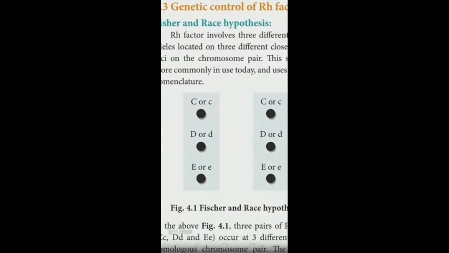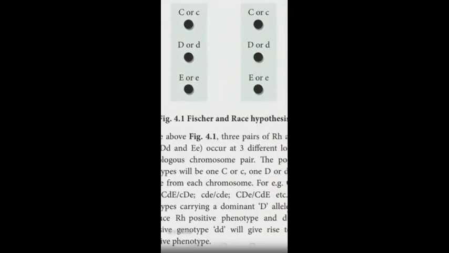Whenever the capital D comes, we say it is called a dominant one. It is said to be positive. Whenever the small d comes, it is said to be a negative one. It is a recessive one. That's what they say here. So here they can say the three pairs of alleles.